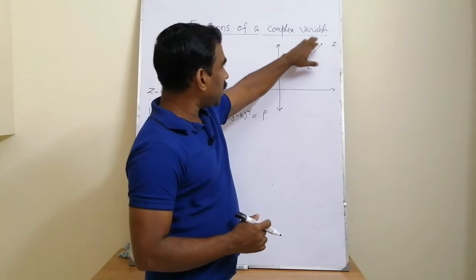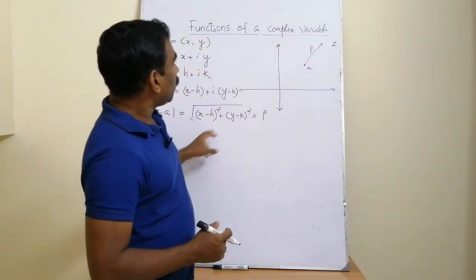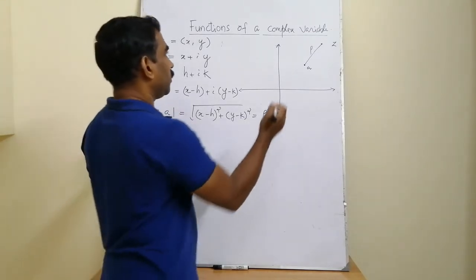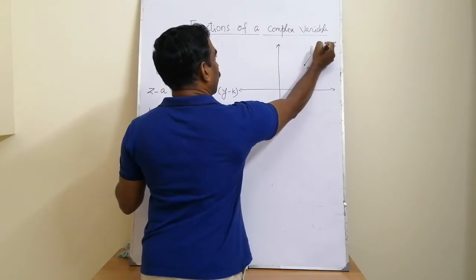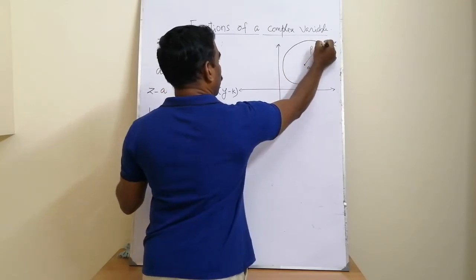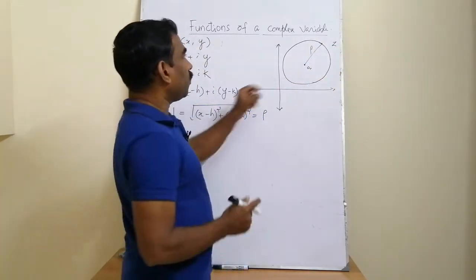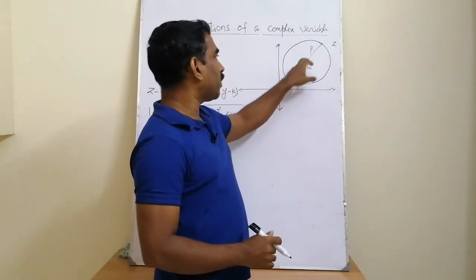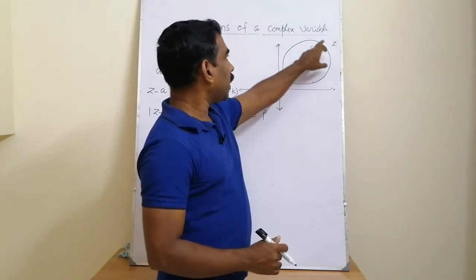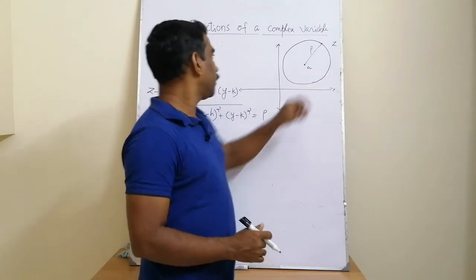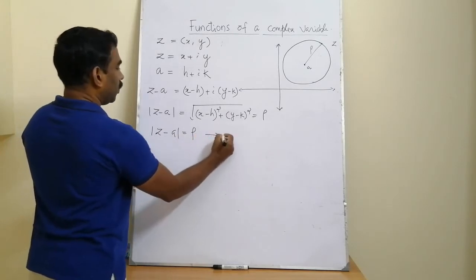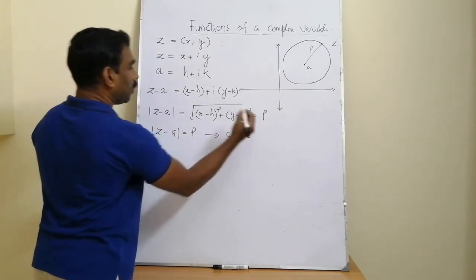And now suppose this z is varying so that the distance between z and a is always fixed. Then what will be the locus? So we are considering the collection of all complex numbers z so that the distance measured from this fixed complex number is always fixed, and we take that fixed distance as rho. Then the collection of all complex numbers will trace a circle. So the equation mod z minus a equal to rho gives the equation of a circle in the complex plane.